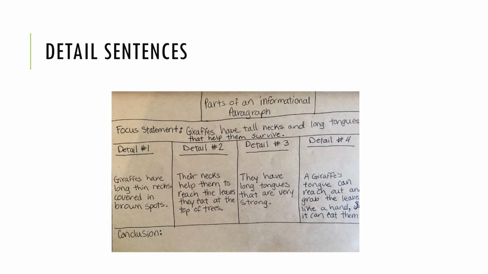When you look at my graphic organizer, you can see that I wrote for my first detail, giraffes have long, thin necks covered in brown spots. I'm talking about the first body part, and I'm using adjectives to describe it. In my second detail, their necks help them to reach leaves they eat at the top of trees. I'm explaining how their necks help them to survive.